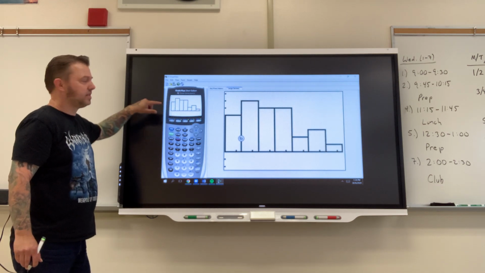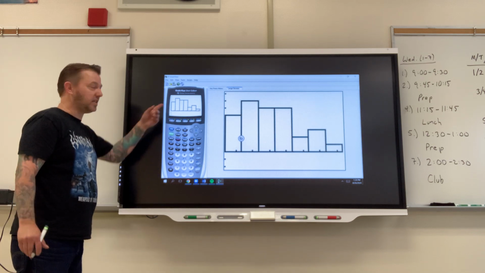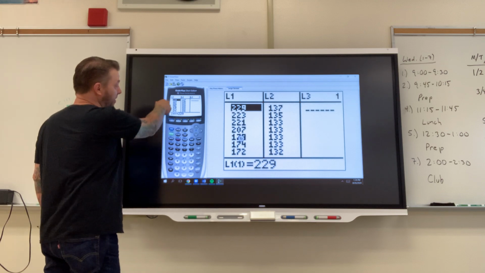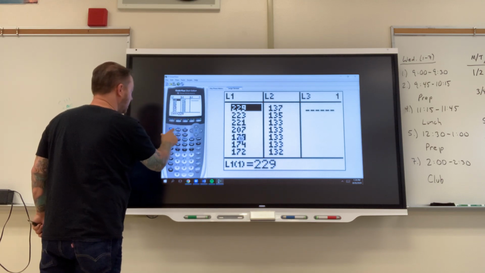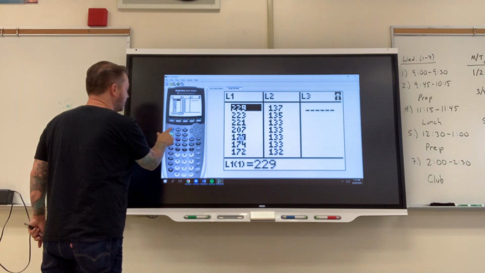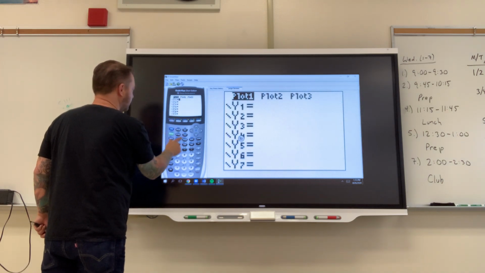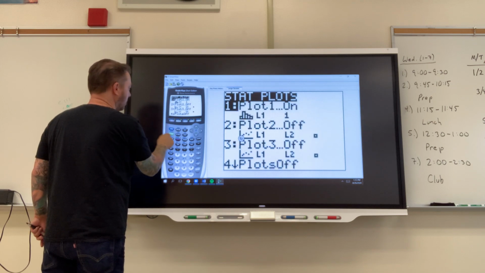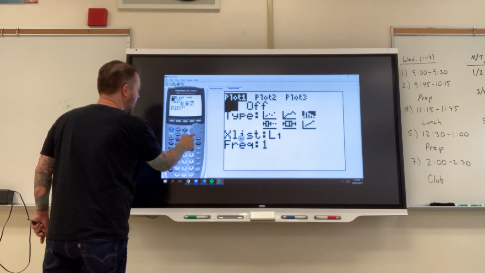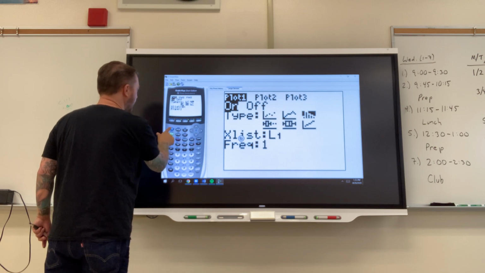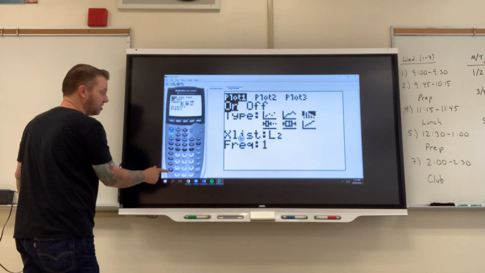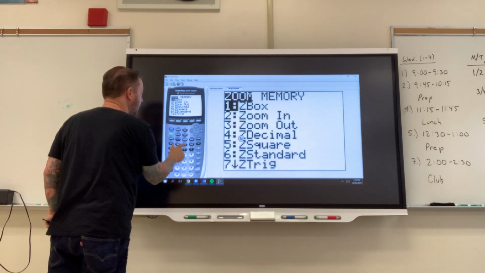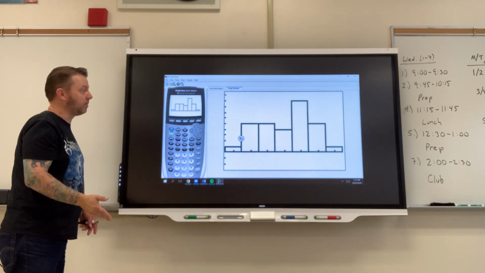This is the first one. This is the baseball players, I believe. Let's look, make sure. Oh wait, no, yeah, it's baseball players. So if I did L2, and I wanted to do a histogram, it's second, y equals, instead of L1, we're going to hit L2, which is second, 2, and graph. Got to zoom again, zoom 9, and there we go.